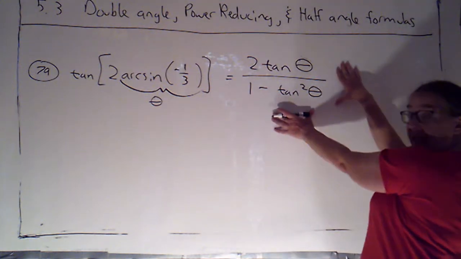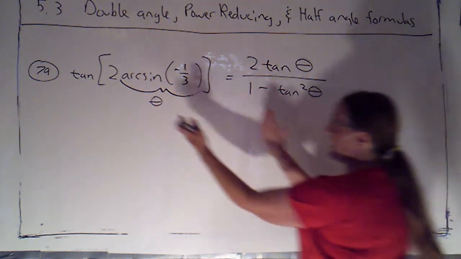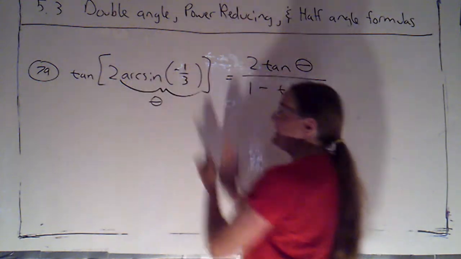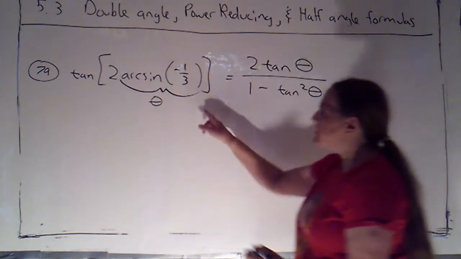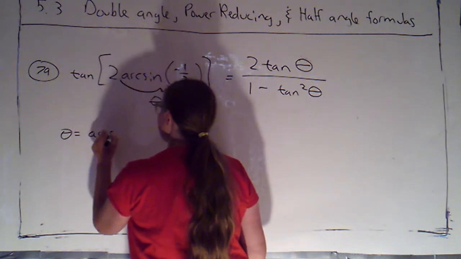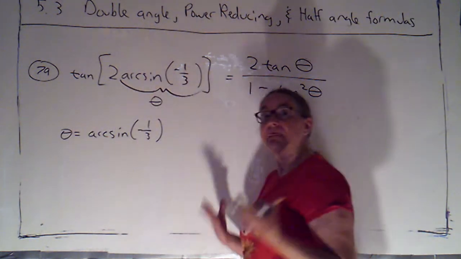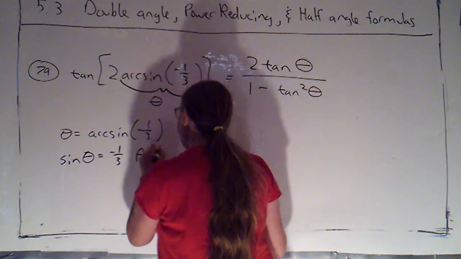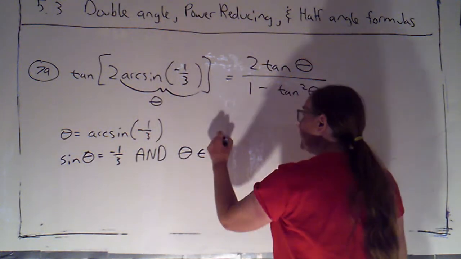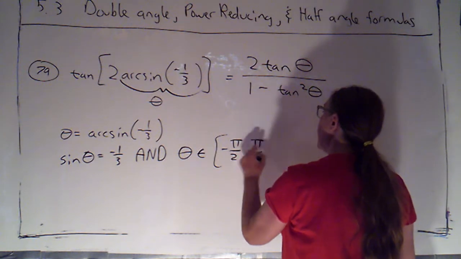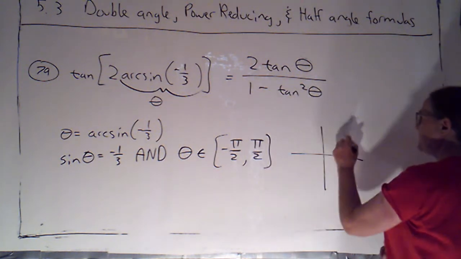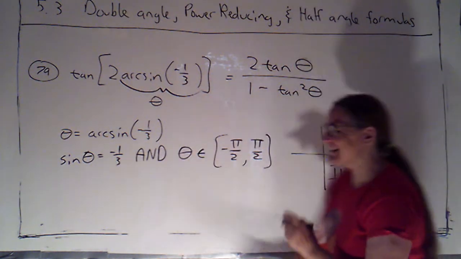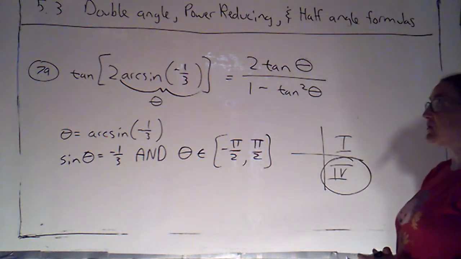So I've written out the double angle formula for tangent here, and of course theta is just arcsine of -1/3. So this is tangent of 2 theta, where theta is arcsine of -1/3. So if theta is arcsine of -1/3, that tells me two things. Sine of theta is -1/3, and theta is in the interval from -π/2 to +π/2. And of course that interval corresponds to quadrants 1 and 4. Since that's a negative number and sine is negative in quadrant 4, I know that theta is in quadrant 4.